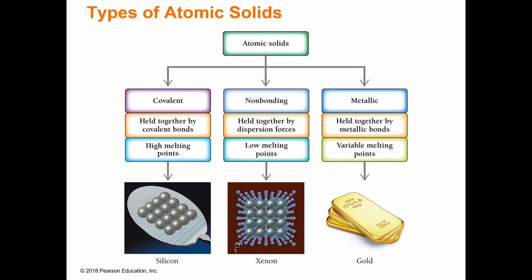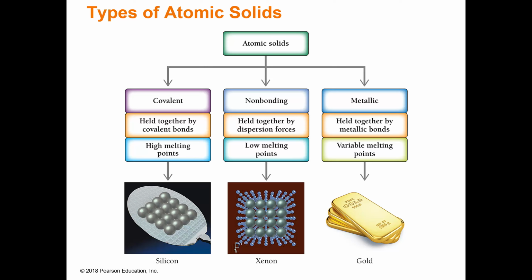This slide shows the breakdown with examples. Covalent atomic: diamond; non-bonding atomic solid: xenon; metallic atomic: iron, silver. Understanding this helps with material selection in medical tools. You wouldn't make a surgical blade out of xenon, but you would out of a strong metallic solid.